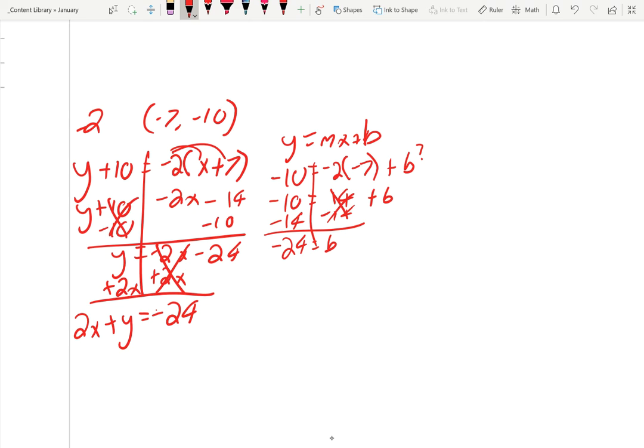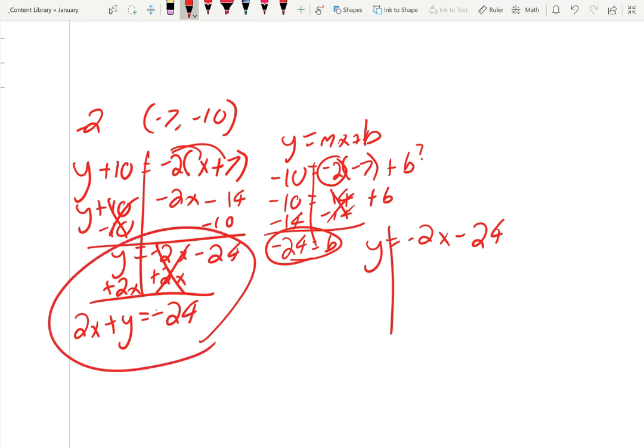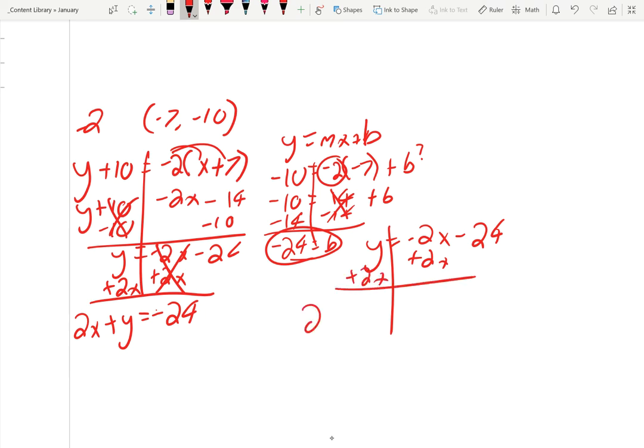So this tells me that since I know the slope is -2 and that the b value is -24, slope-intercept form would be y equals -2x, because remember, slope's -2, and then minus 24, because the y-intercept is minus 24. And then you repeat the exact same process that we did here, which is add the 2x to the other side, and we have the final answer as 2x plus y equals -24.